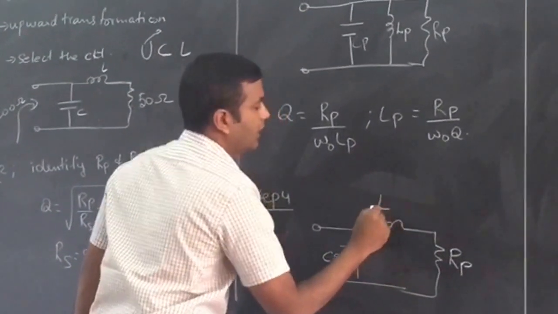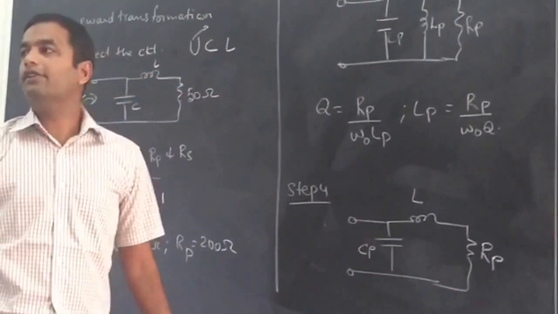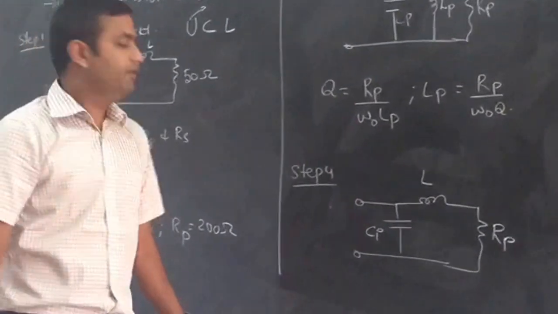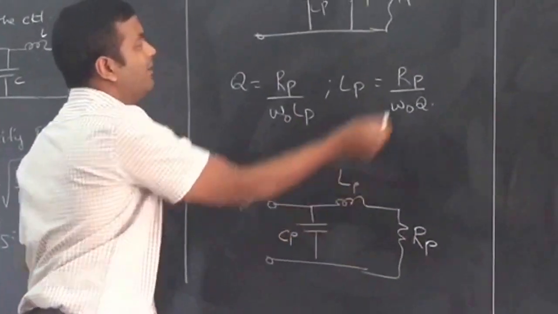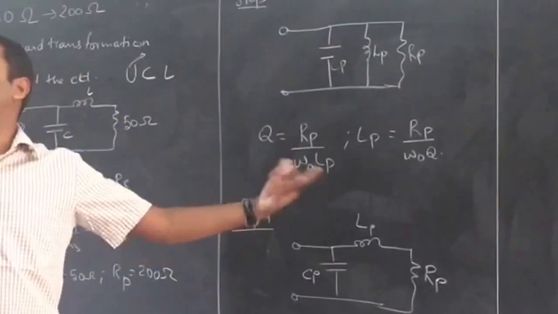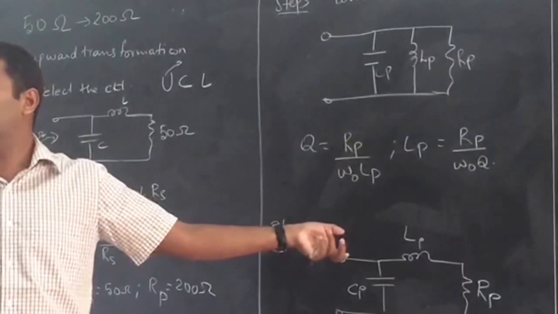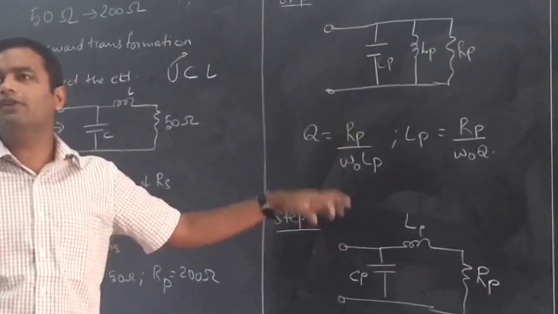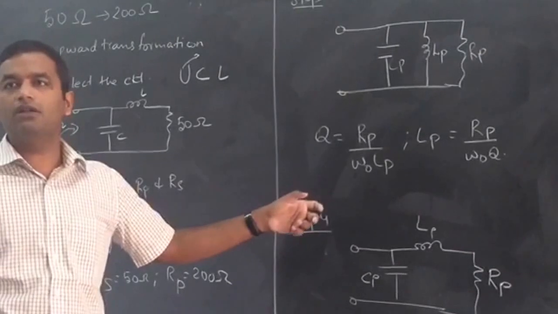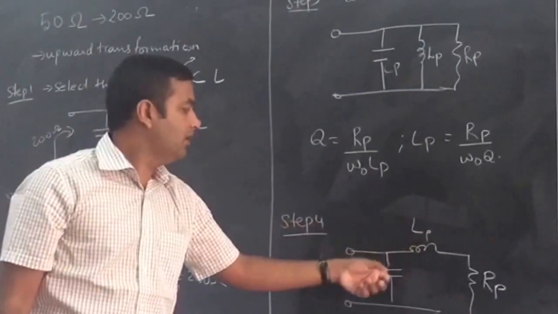What is this? L. You would have calculated L. Yes or no? We have calculated LP. This is LP. Converting it into series or parallel is not going to vary the value of L. You all agree with me? This is an equivalent circuit. So converting it into series or parallel will not change the value of L. So this is LP.